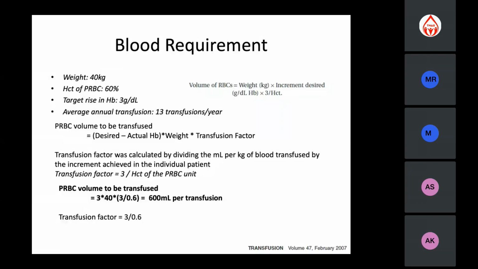So in this child, the volume required will be 3 into 40. So 3 is the expected rise in hemoglobin into the recipient's body weight, that is 40 kilograms. So 40 kilograms is the weight of the recipient. 3 into 40 into the transfusion factor, that is 3 divided by the hematocrit of the unit, which is 0.6. So it is 600 ml per transfusion.